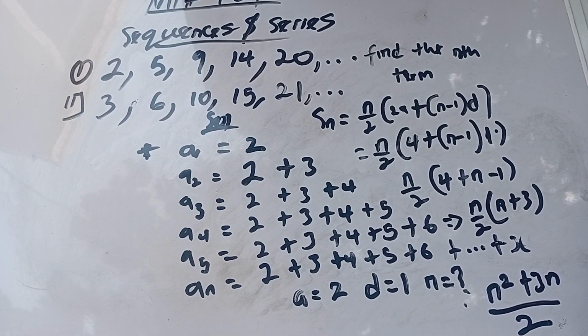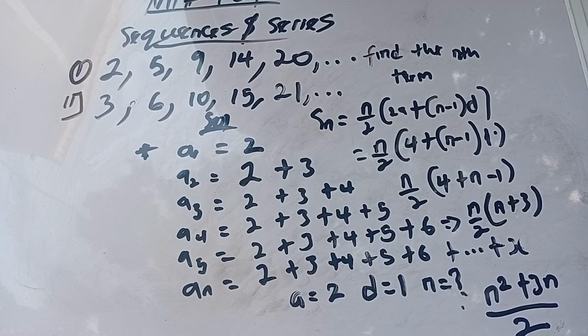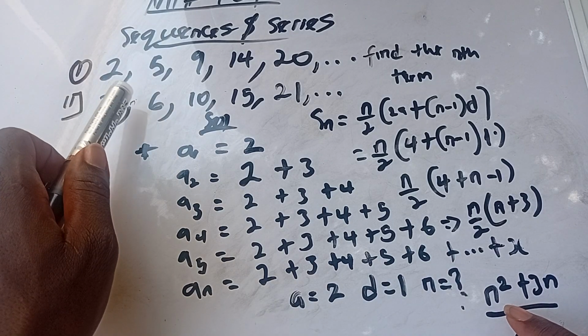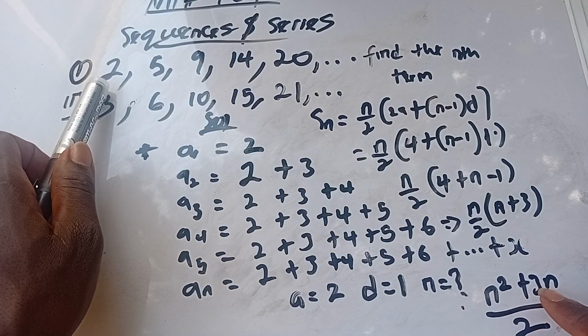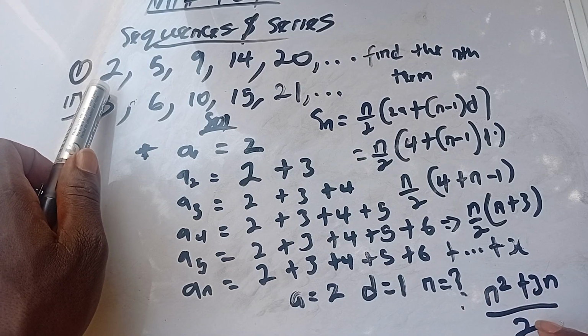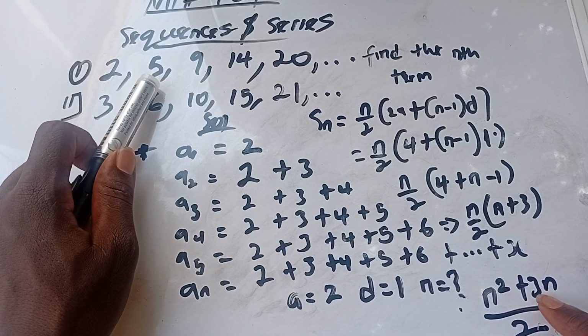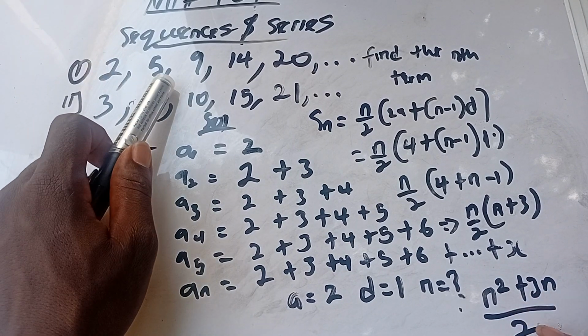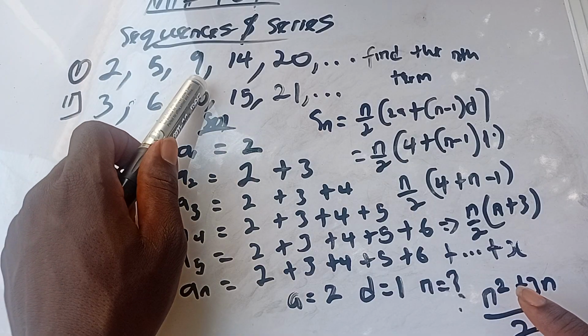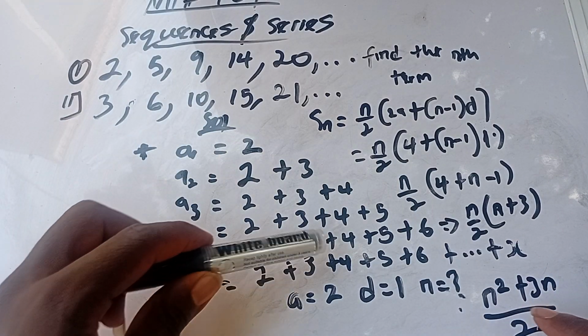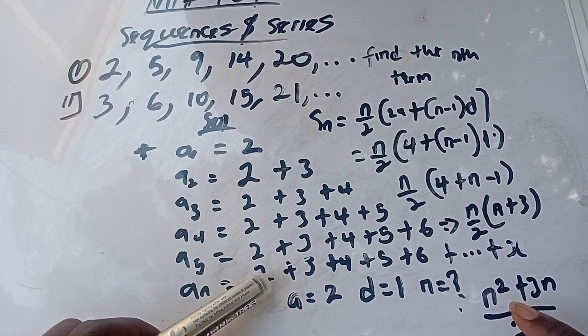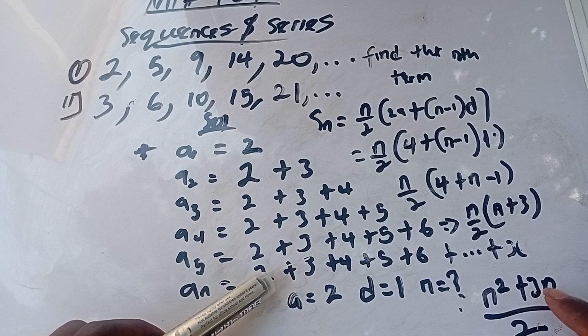Now let's check if the answer is correct. Let's put n equals 1. Are we going to get 2? 1 plus 3 is 4, over 2, that's 2. If n is 2, are we going to get 5? 2 squared is 4, 3 times 2 is 6, plus 4 is 10, over 2, 5. If n is 3, are we going to get 9? Yes. Let's use this one too. If n is 1, are we going to get 2? Yes. If n is 2, 2 squared plus 6 is 10, over 2.